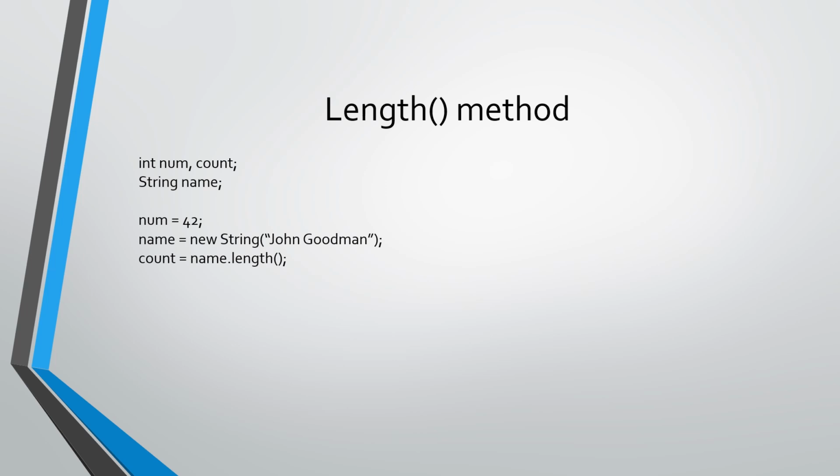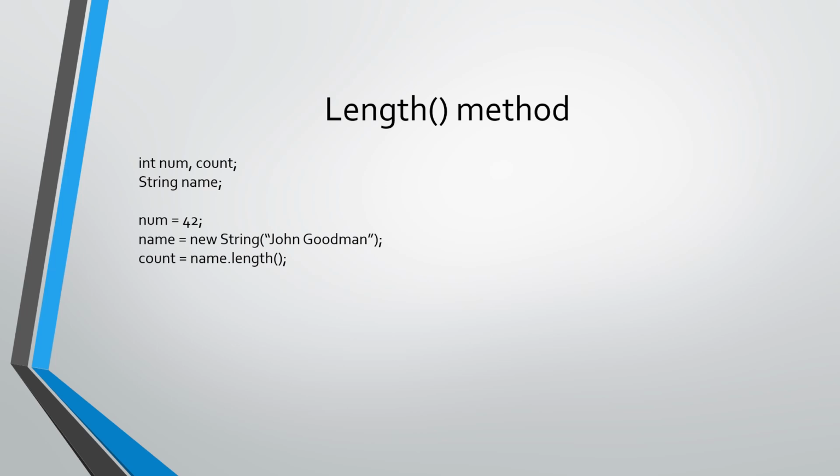Here is an example of using the method called length. This program sets a value of 42 for the variable number, which we declared will be an integer. The variable name is declared as a string and given the value of John Goodman. Now, name is tied to the length method, so that when the length method is called, it will evaluate the variable name and not num.